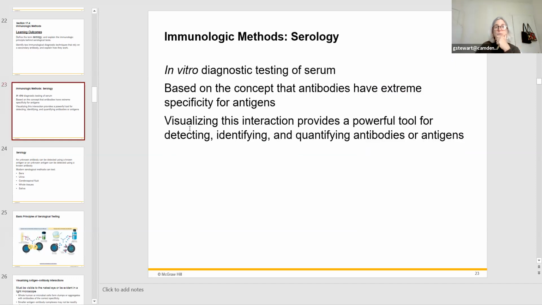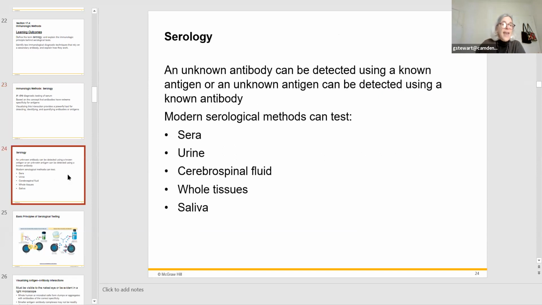Okay, so first you would draw blood from a person and you would separate out the serum from the red blood cells. And in the serum, that's where your immunoglobulins are. And so sometimes urine, cerebrospinal fluid, whole tissues, and saliva.